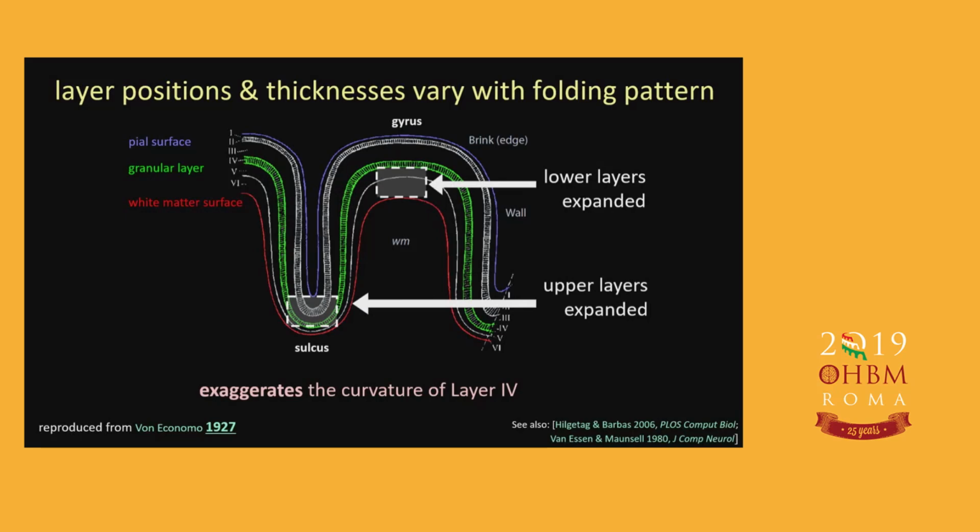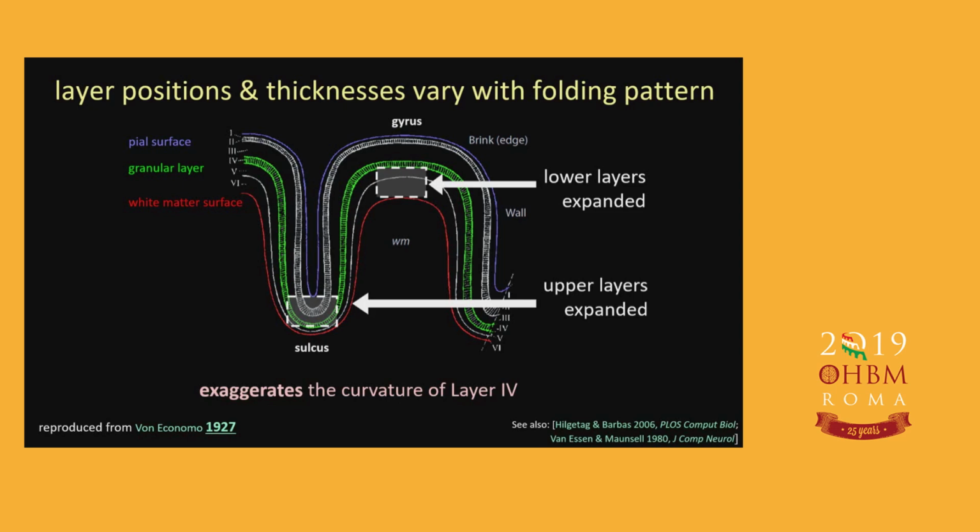Now, one challenge in estimating the positions of layers across the cortical depths is that layer positions and thicknesses vary systematically with the folding pattern. Here we can see that in gyri, the lower layers are expanded. In sulci, the upper layers are expanded. So if we consider layer 4, this granular layer shown in green, what this means is that layer 4 is sort of pulled up towards the pial surface in gyri and kind of pulled down towards the white matter surface in sulci.